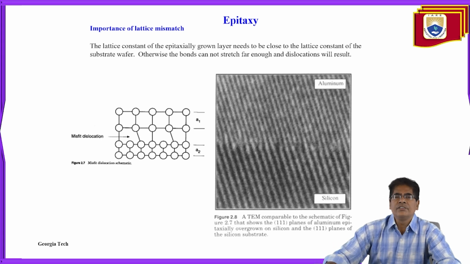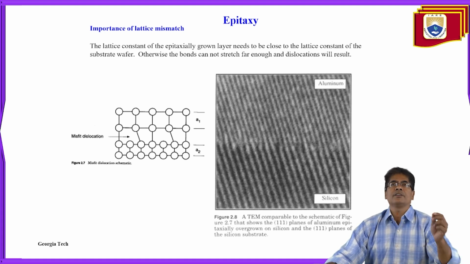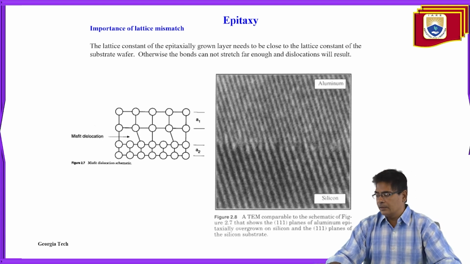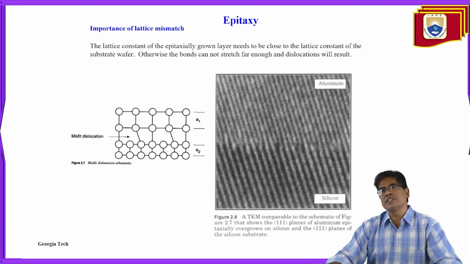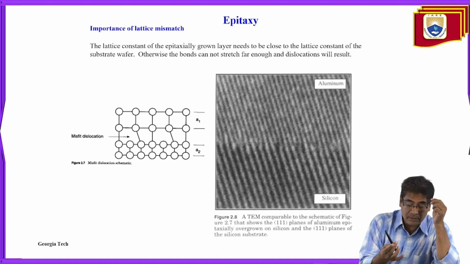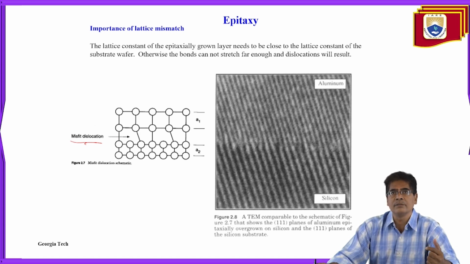So what is the importance of this lattice mismatch? The lattice constant of the epitaxially grown layer needs to be close to the lattice constant of the substrate wafer. Otherwise, the bonds cannot stretch far enough and dislocation will result, right? So this is how dislocation takes place due to the mismatch between the lattice constant of the wafer and the lattice constant of the material.